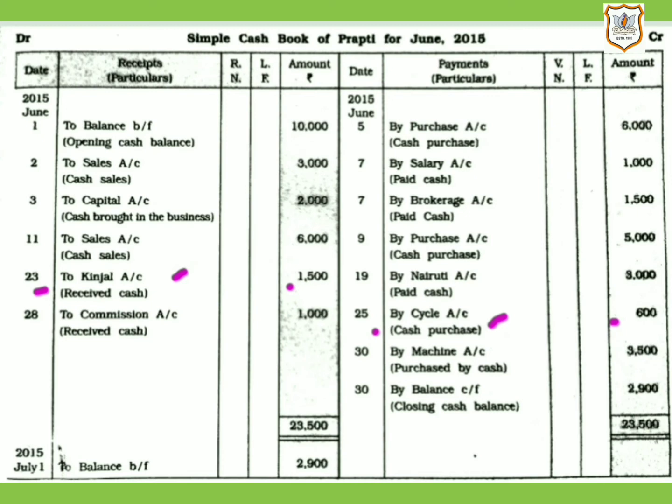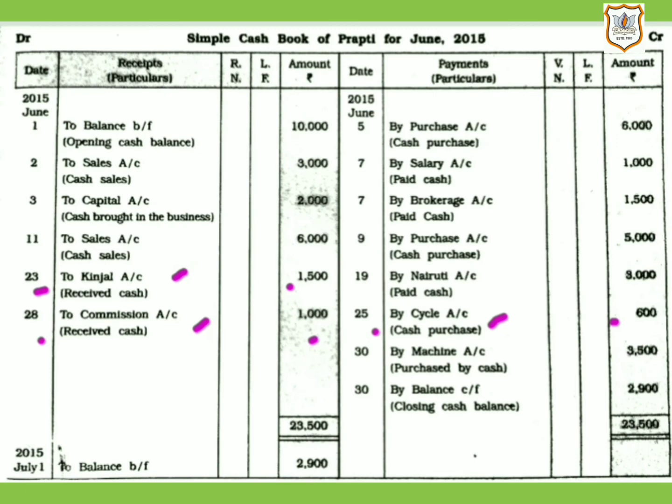Now next transaction, date 28. Rupees 1,000 received towards commission. Here we are receiving cash. Now what is the source of cash? Why are we receiving cash? Here we are receiving income, that is commission. So as we are receiving cash, we will record it on the receipt side, but in the particular column we will write commission. So to commission account, date 28, amount 1000.